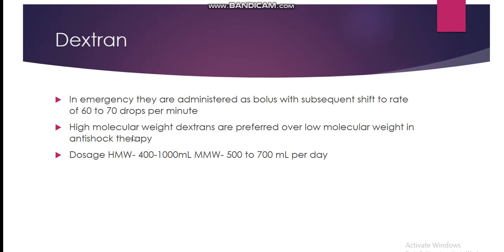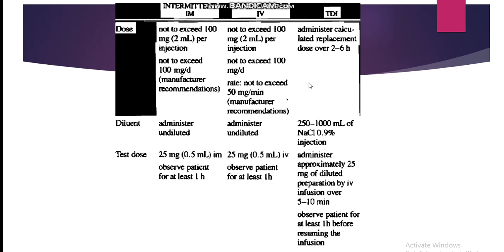The dosage of high molecular weight dextrans is 400 to 1000 milliliters. However, the dosage of moderate molecular weight dextrans is 500 to 700 milliliters per day. The infusion rate is 50 milligrams per minute, which means 1 milliliter per minute, and the maximum dosage per day should not exceed 100 milligrams.